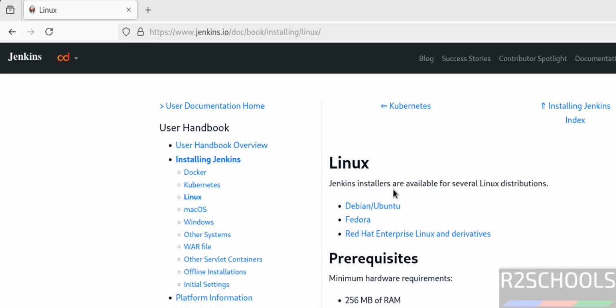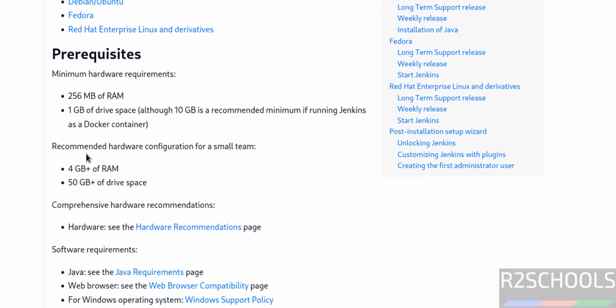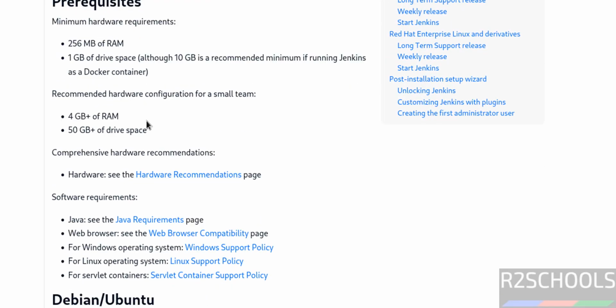See here, Jenkins installers are available for several Linux distributions. And see here, we don't have Oracle Linux, but we have Red Hat Enterprise Linux and derivatives, so it is supported on Oracle Linux. The prerequisites are the minimum hardware requirements, and these are the recommended hardware configurations. For comprehensive hardware recommendations, you have to click here.